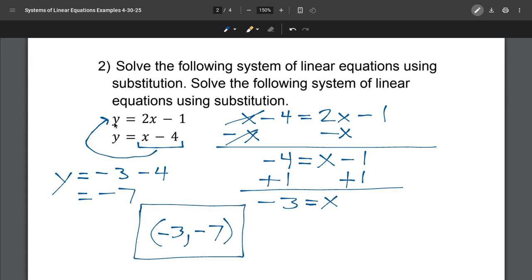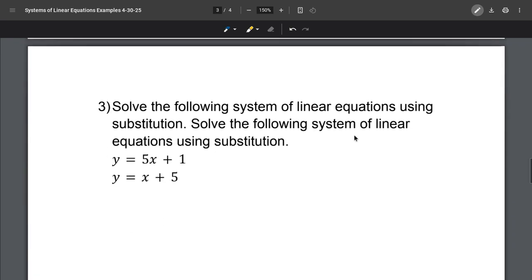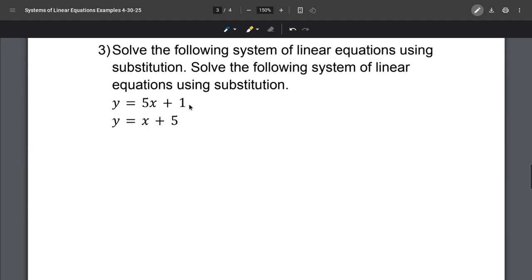And we want to check that out. So does negative 7 equal 2 times negative 3 minus 1? So negative 6 minus 1? Yes. Does negative 7 equal negative 3 minus 4? Yes. Okay, so always be checking that out when you're going through these problems. All right, problem 3. We've got y equals 5x plus 1 and y equals x plus 5.